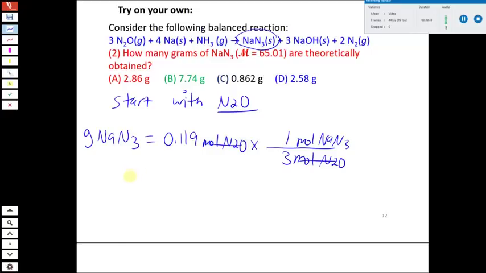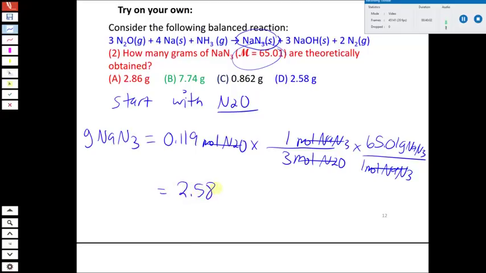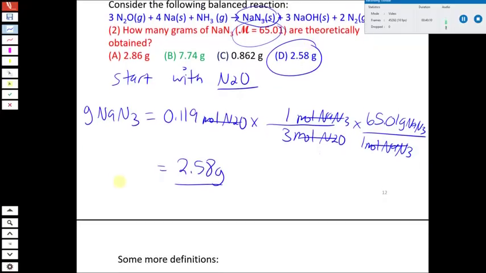And then we use the molar mass of NaN3, 65.01 grams, to convert moles of NaN3 into grams. All right, so that's the molar mass that was given to us. We're going to use that in our last step, and we get 2.58 grams. All right, so that's going to be choice D in this multiple choice question. How many grams of sodium azide form?